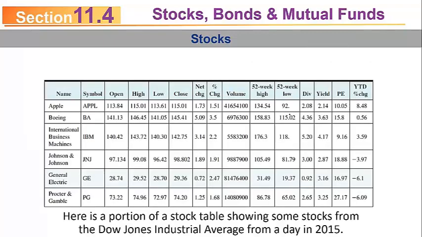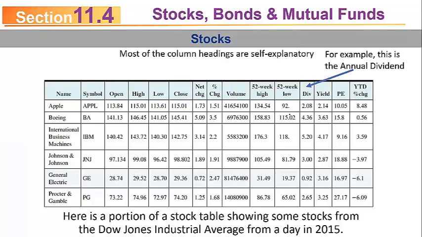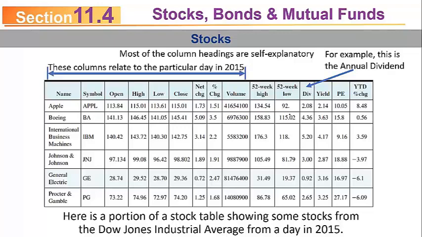Here's a portion of a stock table showing some stocks from the Dow Jones Industrial Average from a day in 2015. Most of the column headings are self-explanatory. For example, DIV stands for dividend, so that's the column that gives you the annual dividend for the stock in question, which is listed by row. Those first several columns relate to the particular day in 2015 that we pull this information from. Some of the other columns don't necessarily represent a day. For example, the 52-week high and low is obviously not just a day's information, but the first few columns represent that particular day that it was chosen.